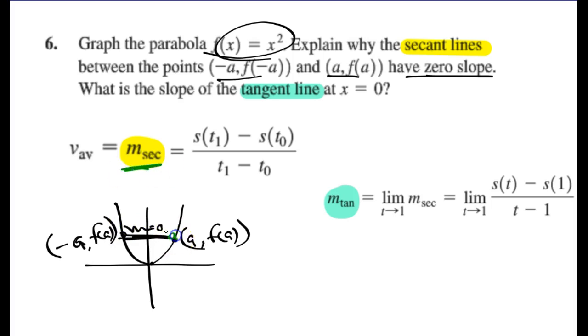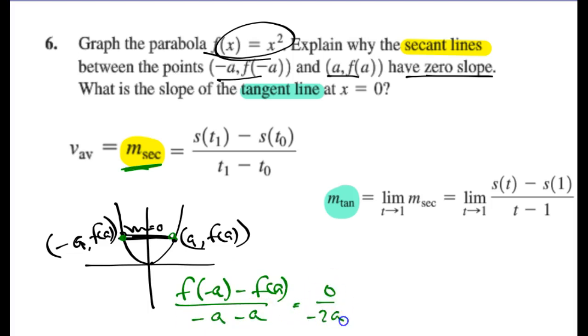The slope of the secant, again, 2 points. Average velocity would be f of negative a minus f of a all over negative a minus a, which is 0 over negative 2a, which is slope 0. And then the tangent line, well, the tangent would be down here. It only crosses once. And that would be pushing the limit when these 2 points just get infinitely close, like there's no distance between the 2 points, instantaneous velocity, then that would be slope 0 as well. You can try that.